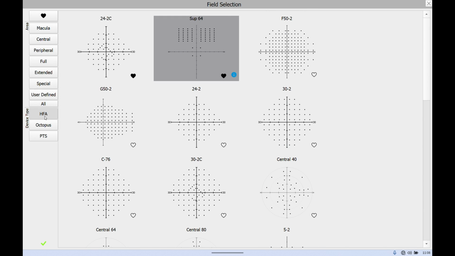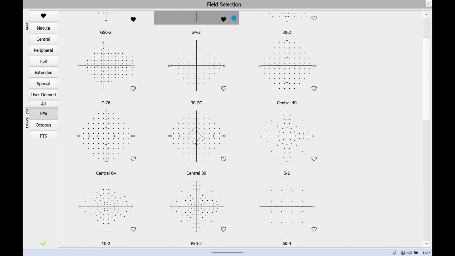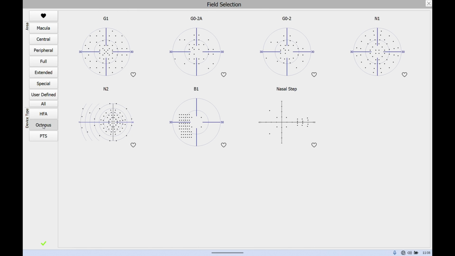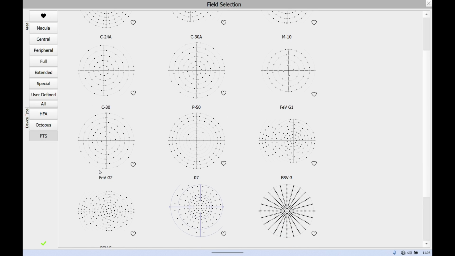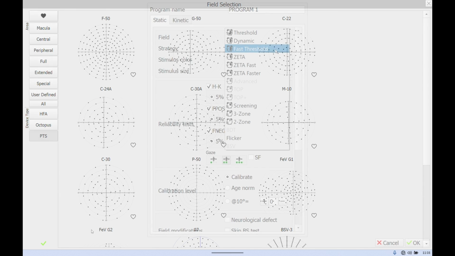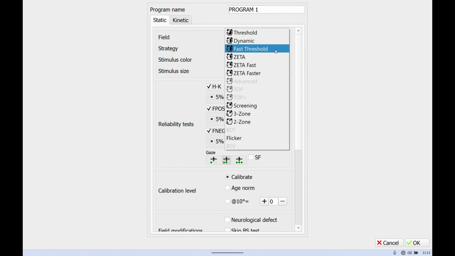And the last three categories that we have are the HFA, so the Humphrey test. Then we have the Octopus test and specific tests for the PTS 2000. So all the tests that I showed you are customizable. So let's start with the strategies. And here you have three types of strategies to choose from.